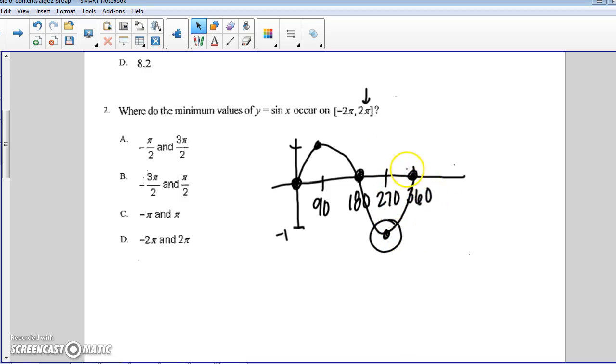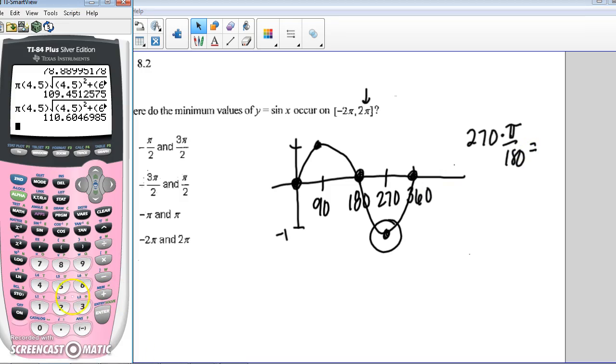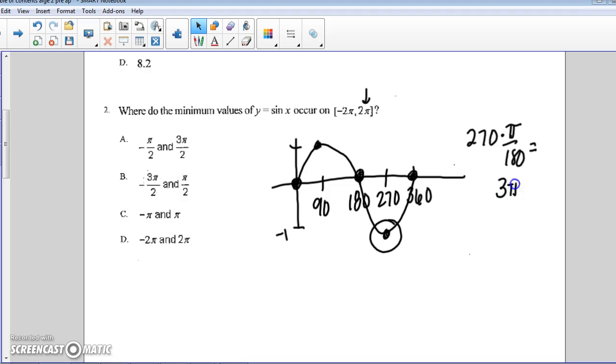So the minimum value for a normal circle happens at 270. Now 270 times pi over 180 is, a lot of you already know this answer, but it is 3 pi over 2. So it's occurring at 3 pi over 2. And therefore, it can't be at B. It can't be at C, and it can't be at D. So it's going to have to be the answer A. It's really all you need to know.